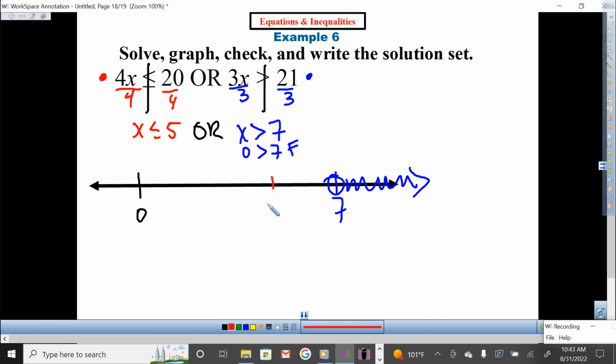Next, 5. Solid point, there you go. I'm going to test 0 again. Is 0 less than or equal to 5? Yeah. So that one I am going to shade towards 0. There it is. Do we have a gap in between? Yes. That's why this is a what? Or. Okay. Now let's see how we did with the solution set.